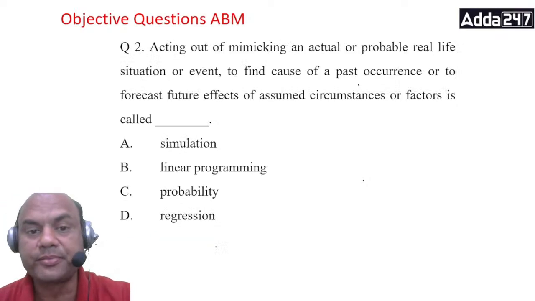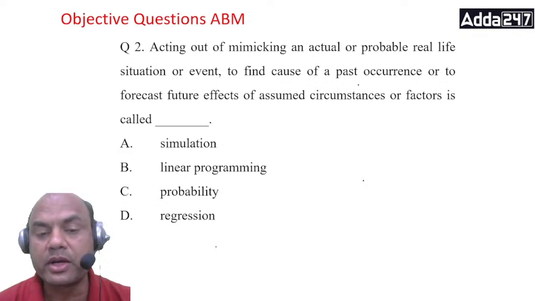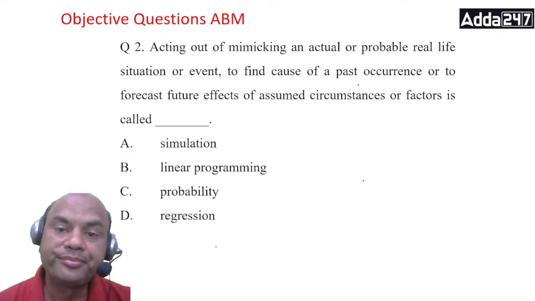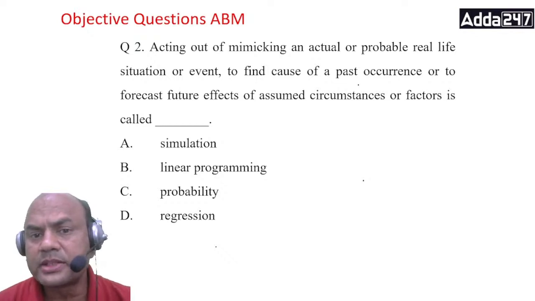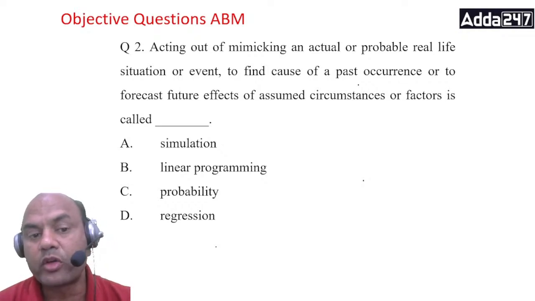Everyone answer in the comment section. Acting out or mimicking an actual or probable real life situation or event to find the cause of the past occurrence, or to forecast the future effects of the assumed circumstances or factors, is called as what? This is on similar lines to that earlier question, isn't it? What did we say about this simulation? Same thing, isn't it? To find out the past occurrence means what had happened in the past, or to forecast the future effects, considering the various scenario analysis or factors.